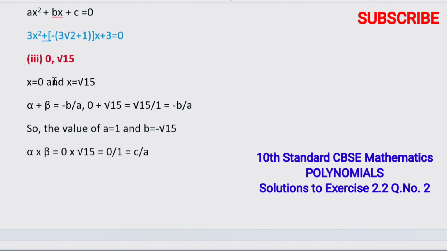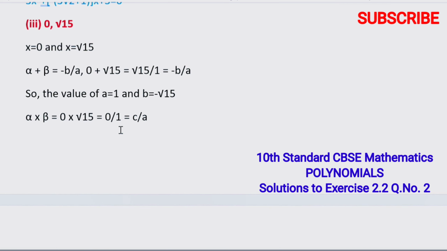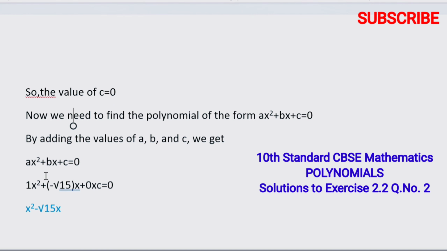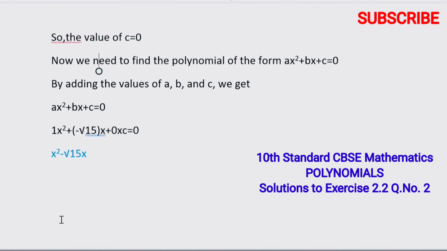the given zeros are 0 and square root of 15. We have added alpha plus beta, the sum of the zeros, and we got the answer like this, that is a equal to 1, b equal to minus square root of 15, and the product of alpha beta, c equal to 0. We have added it in the form of ax square plus bx plus c. That gives this answer. So I'm closing now. This is the question.